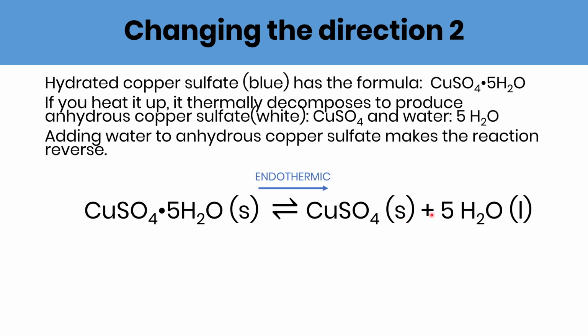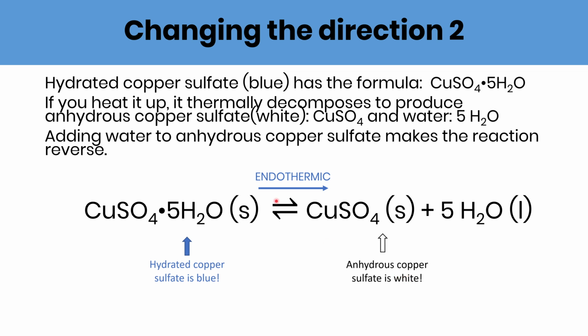Okay. Now, because we're heating this reaction up to make it go forwards, that actually means it's endothermic, because if you heat a reaction up, it means it wants to absorb heat. So the forwards reaction here is endothermic. And as I said, we get this colour change from the blue hydrated copper sulfate to the white anhydrous copper sulfate.